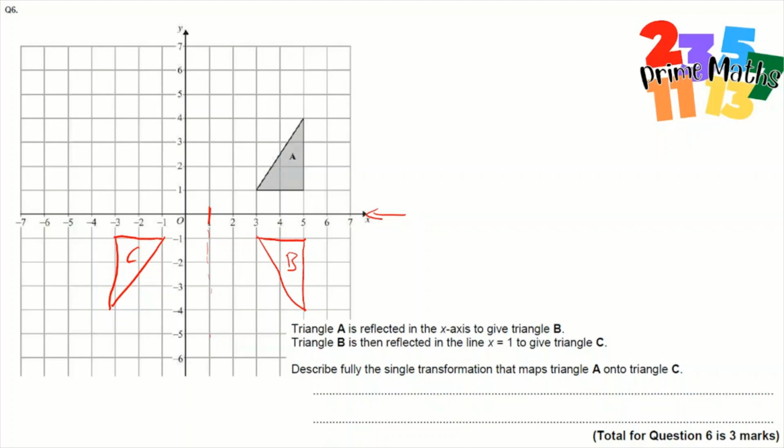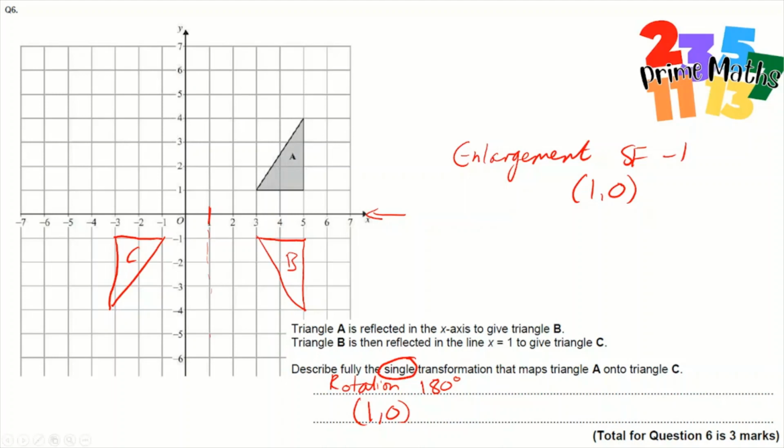There are two different answers for this. You could have had a rotation of 180 degrees about the point (1, 0), or you could have had an enlargement with a negative scale factor of -1 from the centre (1, 0). I would have chosen the rotation because it's easier for me to see that it's a rotation, but only use one transformation, otherwise you will lose all of the marks. So you get a mark for rotation of 180 degrees, and then the coordinate is (1, 0). Again, the other answer was an enlargement by a scale factor of -1, and the centre again was (1, 0).